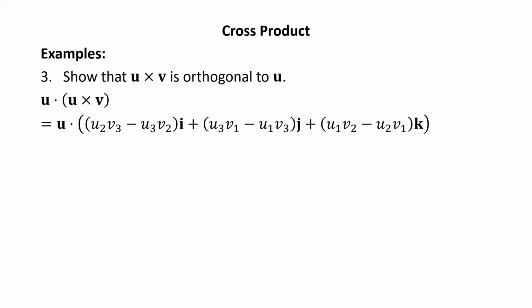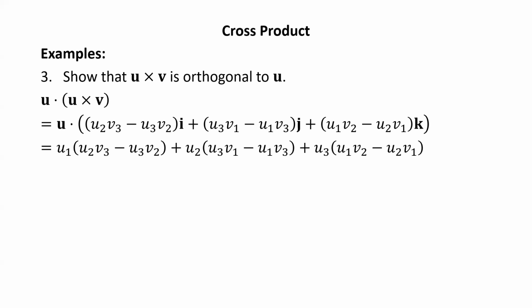If you need to, you could rewrite that determinant to write this the correct way, or you could just remember the actual definition. I recommend doing it by a determinant. Now, u, remember, is u1, u2, u3. So when we take this dot product, we get u1 times the coefficient of i plus u2 times the coefficient of j plus u3 times the coefficient of k.